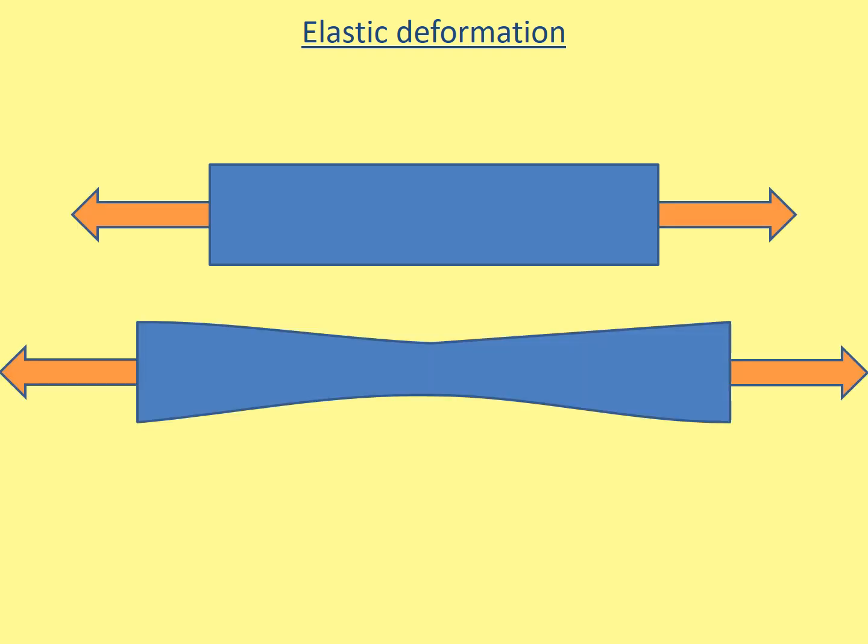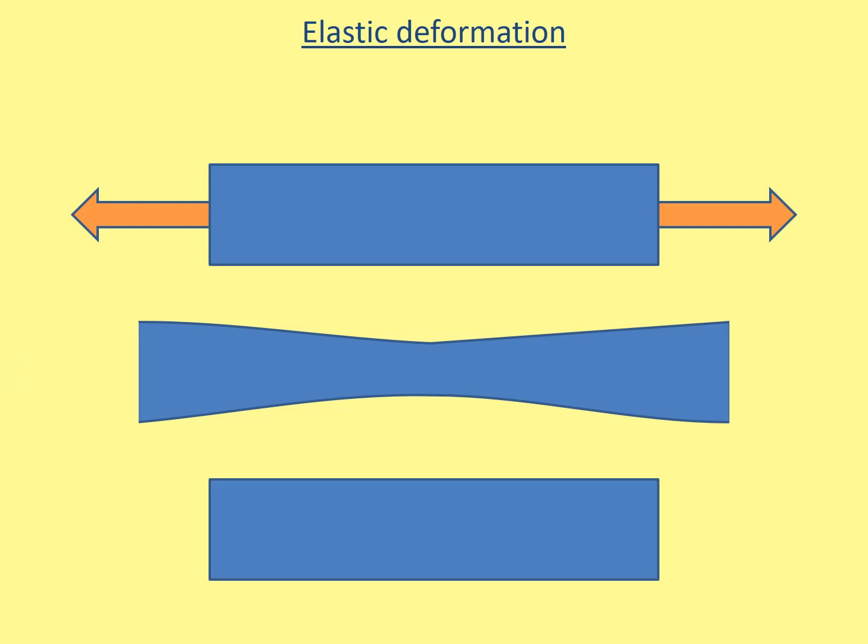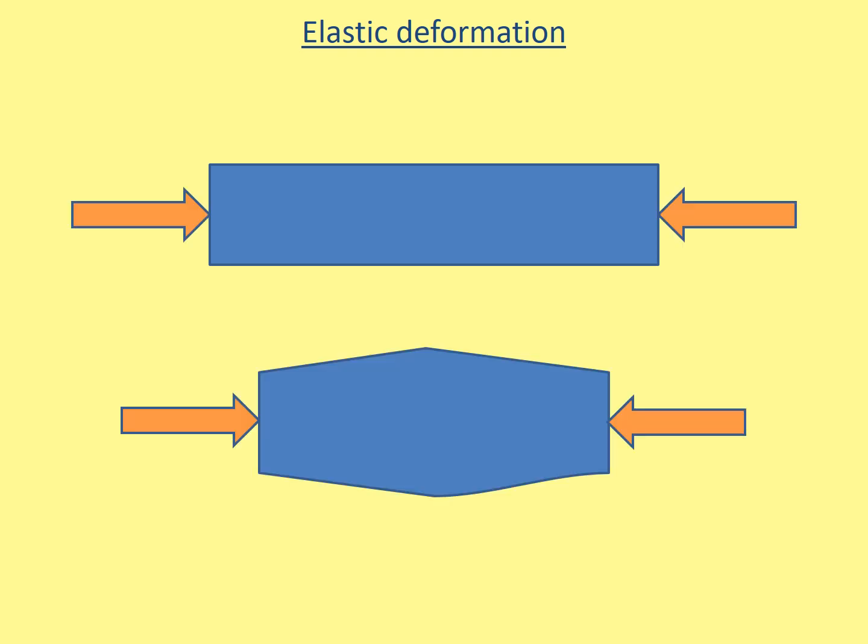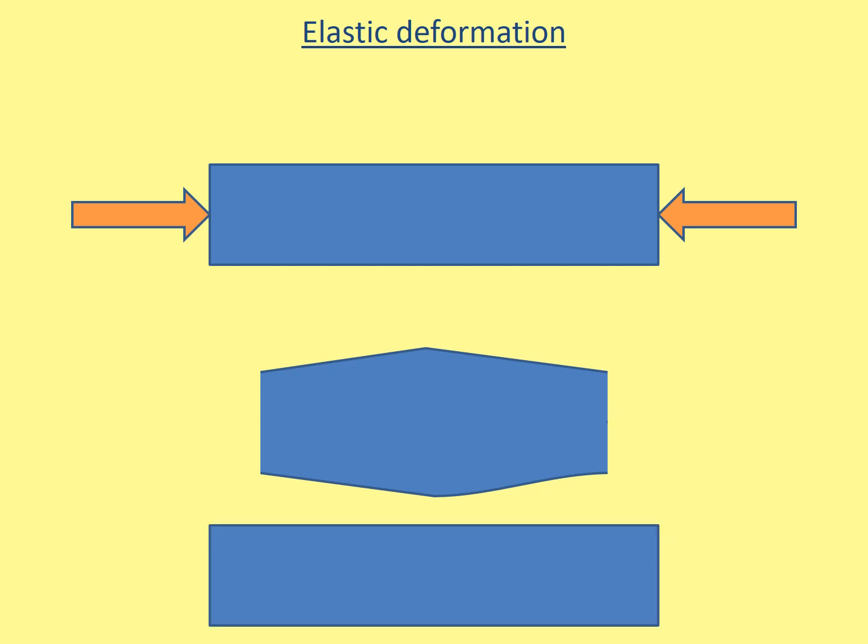If an object undergoes elastic deformation, that means it will return to its original shape after the forces have been removed. So for example, two forces pull on this object, it stretches, the forces are removed, and it goes back to its original length. I can show you another example where two forces are pushing on an object, it compresses, but then the forces are removed and it goes back to its original shape.